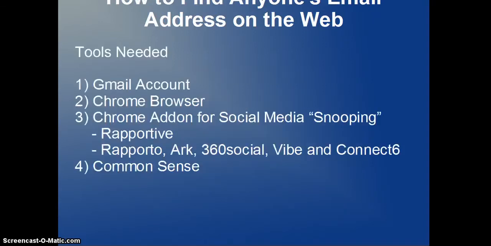So here are the tools you need: a Gmail account, Chrome browser, and a Chrome add-on for social media snooping. The one I used to like was Reportive, but they somehow got shut down, or LinkedIn broke it or something. It doesn't work anymore. So there are alternatives: Reporto, Arc360, Social, Vibe, and Connect6. I haven't used any. I can't really vouch for any of them, so I recommend you try all of them. The one I'm going to use for the example here is Vibe. And obviously, common sense, okay?